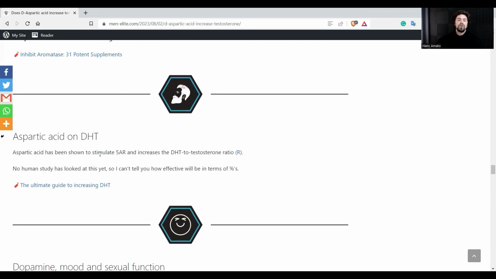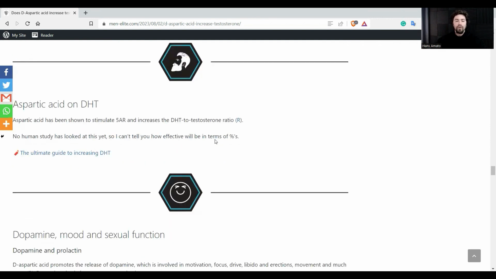On DHT, aspartic acid has been shown to stimulate 5-alpha reductase and increase the DHT to testosterone ratio. There are literally no more studies on this, and I couldn't find the actual numbers for this study, so I don't know how effective it was, but it's possible that you might get a boost in DHT when you use aspartic acid. It's just difficult to say how effective it is because there are no studies on this.